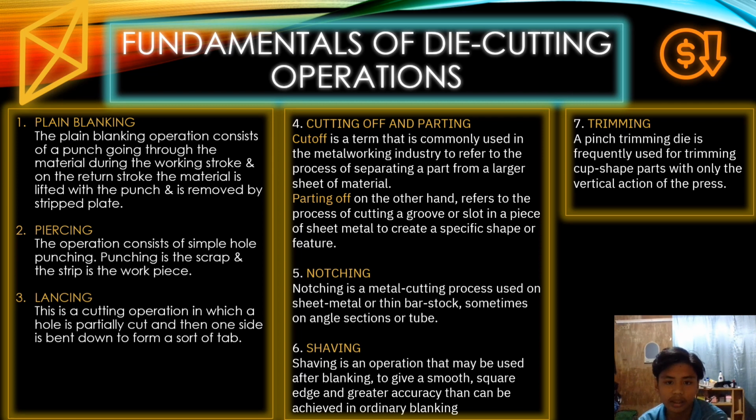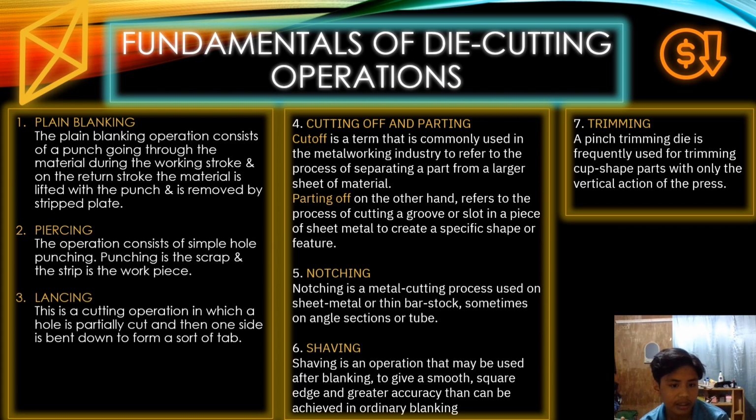Fundamentals of die cutting operations. Plain blanking. The plain blanking operation consists of a punch going through the material during the working stroke, and on the return stroke the material is lifted with the punch and is removed by the strip plate. Piercing. The operation consists of simple hole punching. The punching is the scrap and the strip is the workpiece.